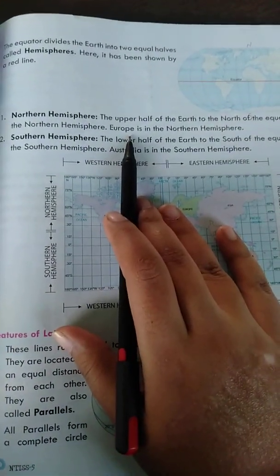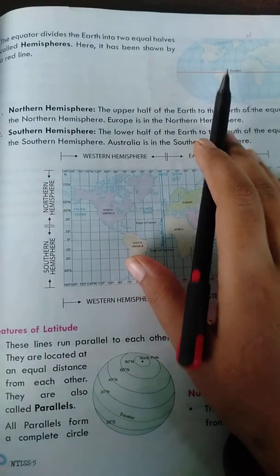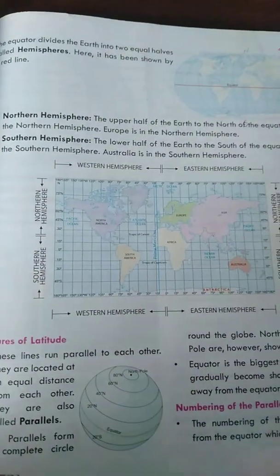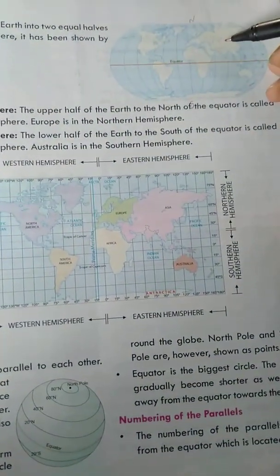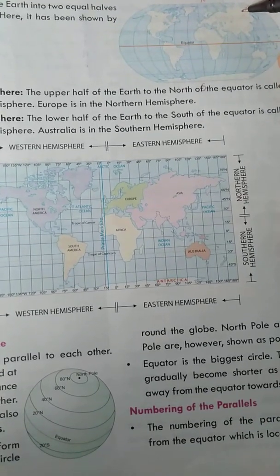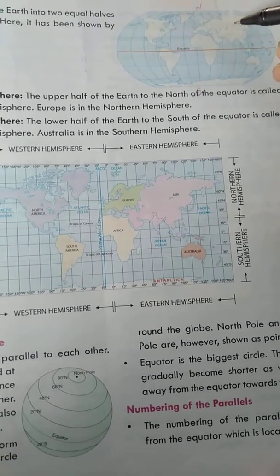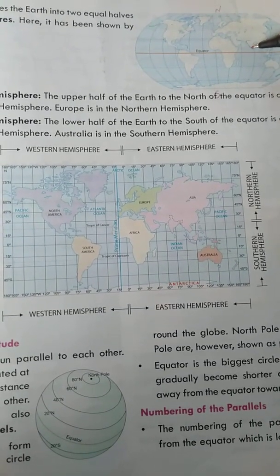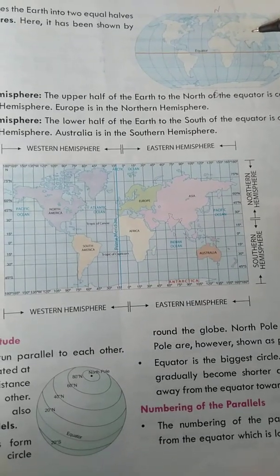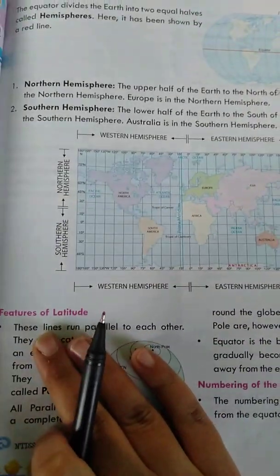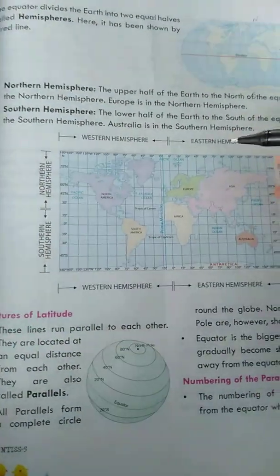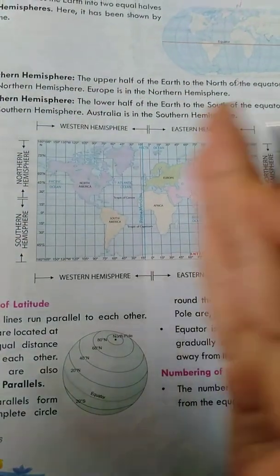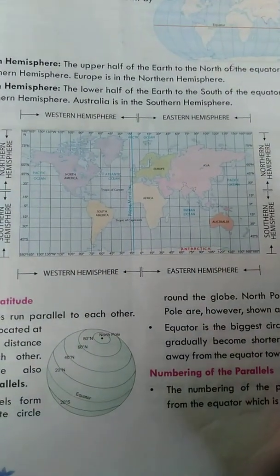So Europe is a continent which is in the Northern Hemisphere, and Australia is a continent which is in the Southern Hemisphere. Our continent in which we live, which is Asia, lies in the Northern Hemisphere. This is the Asian continent, which means that our country India also lies in the Northern Hemisphere. We can also divide it into Eastern and Western Hemisphere.